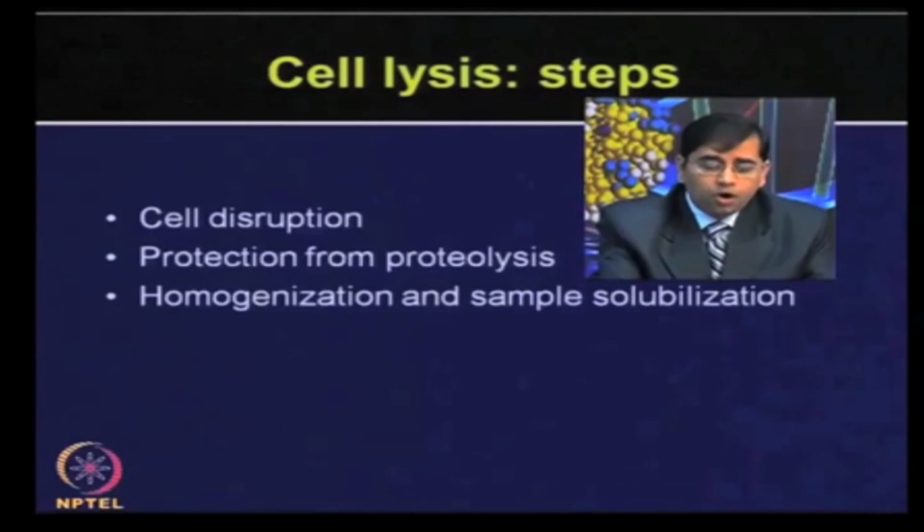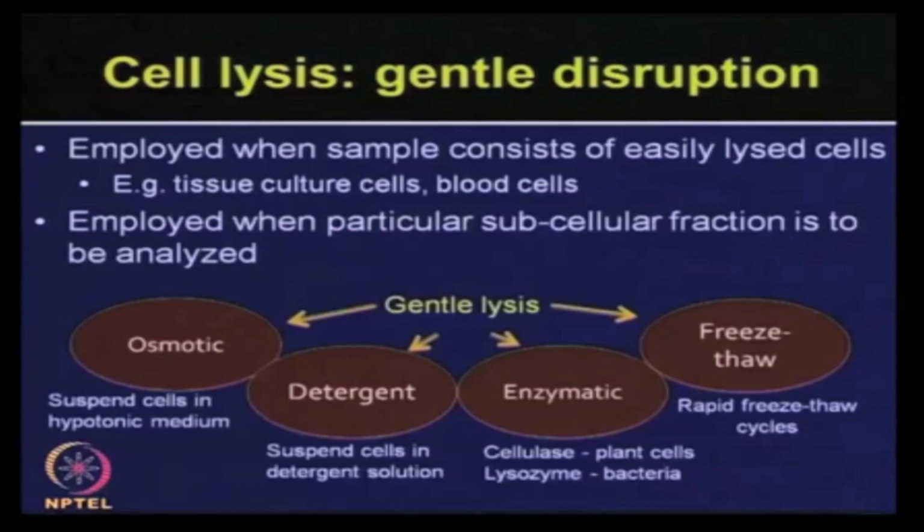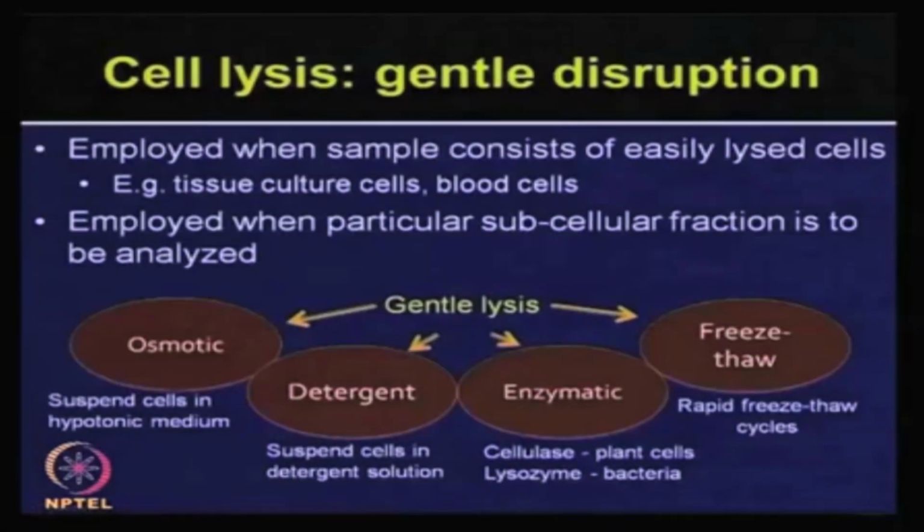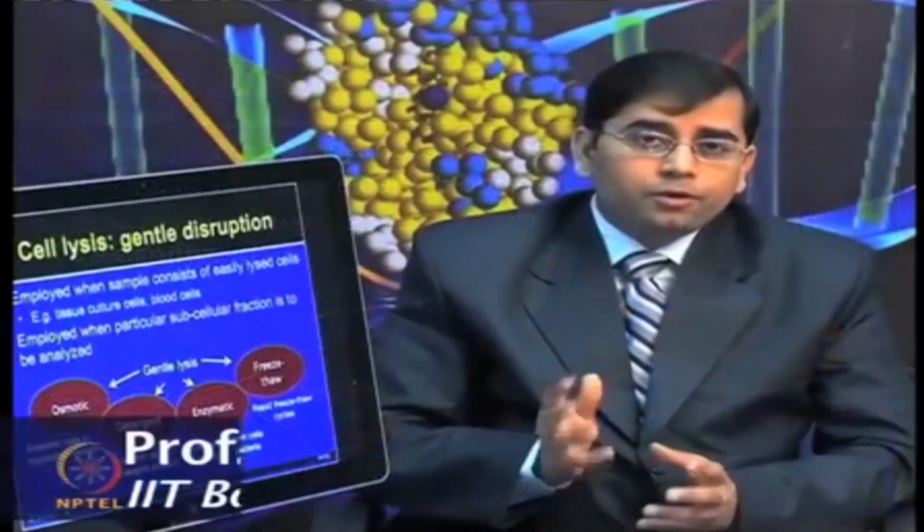I will describe all of this in more detail. Cell lysis can be performed in a gentle way or in harsh conditions, depending upon the type of cells you want to disrupt. When you are employing a gentle disruption method, you need to think that you have to break open all the cellular components. So, your gentle disruption should be efficient enough to disrupt the cell.